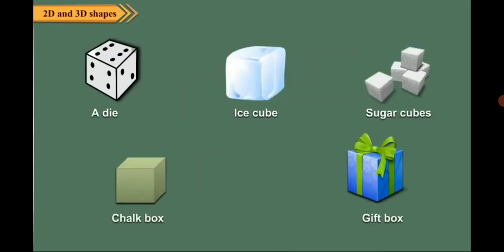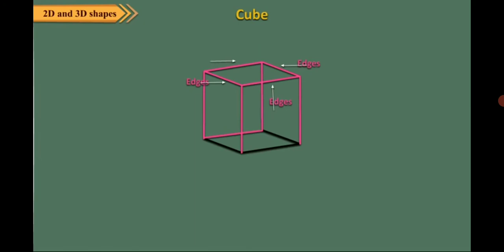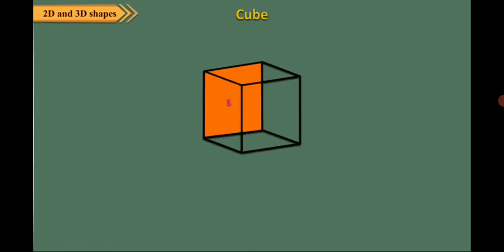Look at these objects shown here. All these objects have the shape of a cube. A cube has 8 vertices, 12 edges, and 6 faces.